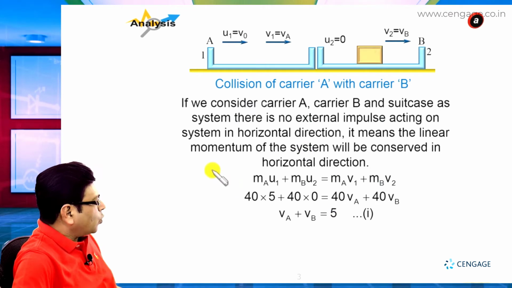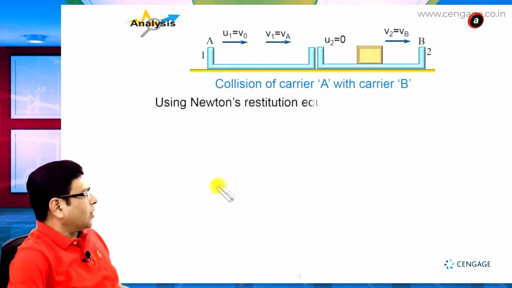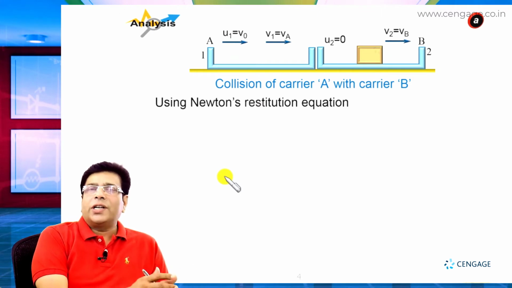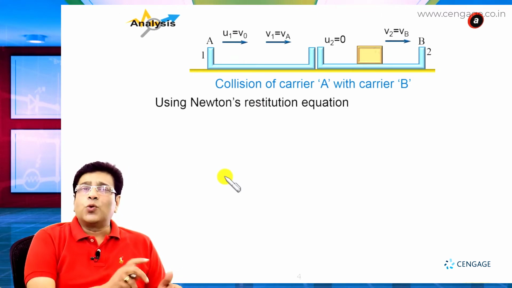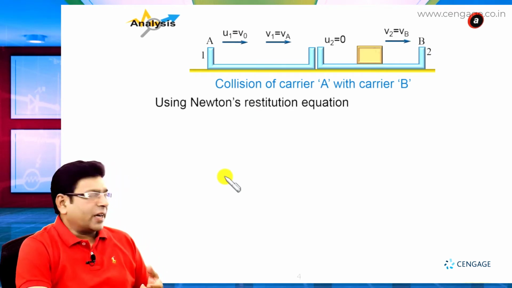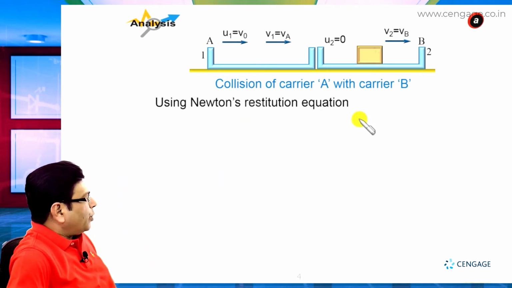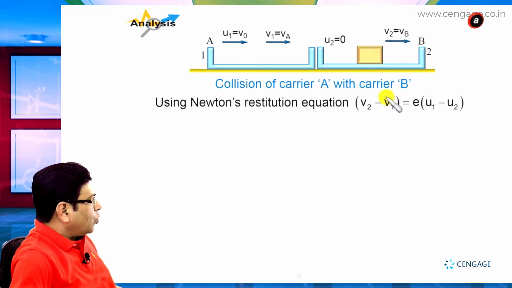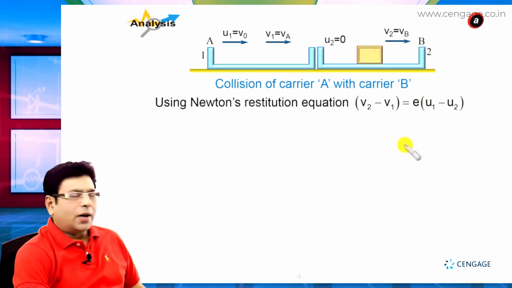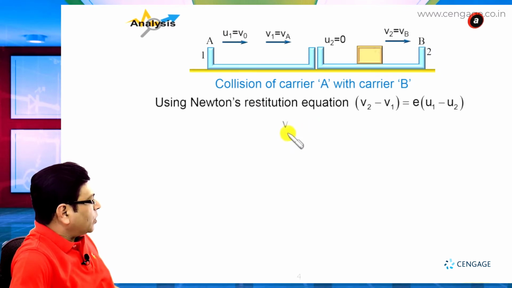So let us write the coefficient of restitution equation. In the coefficient of restitution we write the relative velocity of separation equal to e times the relative velocity of approach. That is V2 minus V1 is equal to e multiplied by U1 minus U2. This is the coefficient of restitution equation. Now we can substitute the values of V2 and V1, these are unknown, and these values we know, and the e value that is equal to 0.8 we are given. So let us substitute these values.